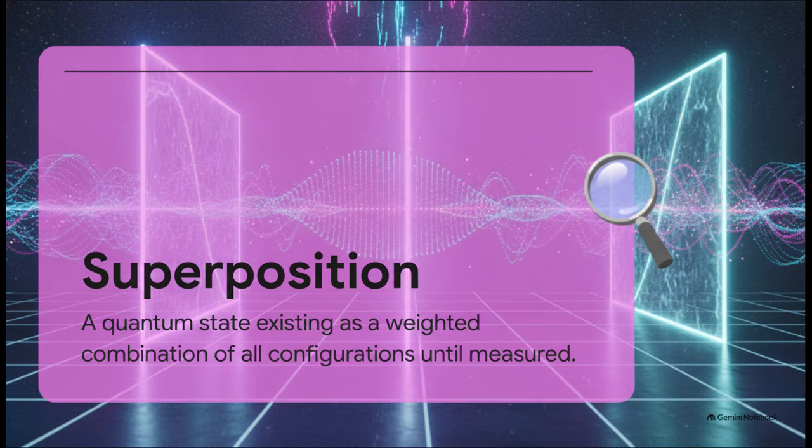Now, before we look at the barrier itself, we have to understand that this probability wave represents a really unique state called superposition. It's a quantum state where a particle exists as a weighted combination of all possible configurations simultaneously, at least until we actually measure it. It's this wild, multidimensional capability that allows the particle to explore physical locations that classical physics outright forbids.